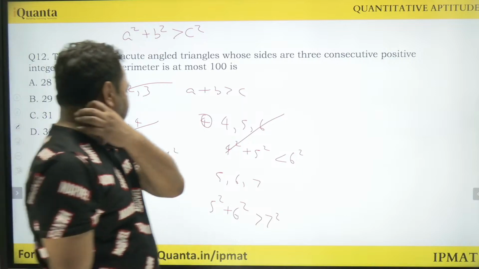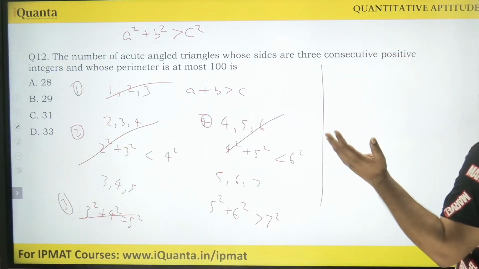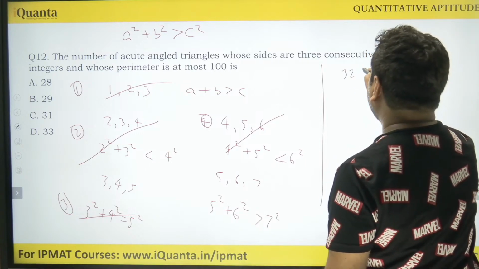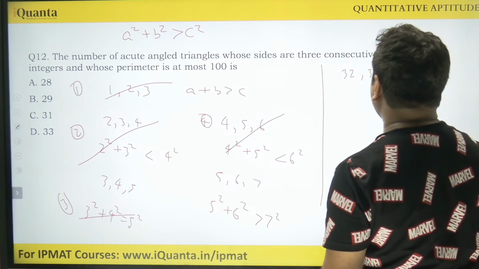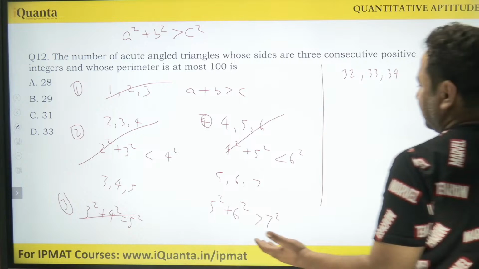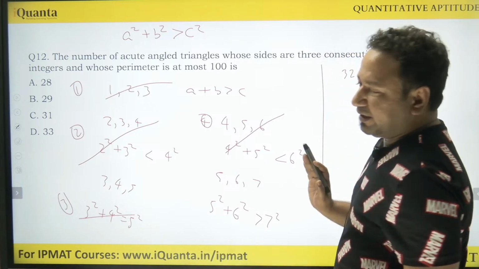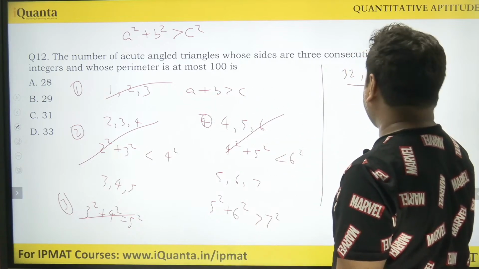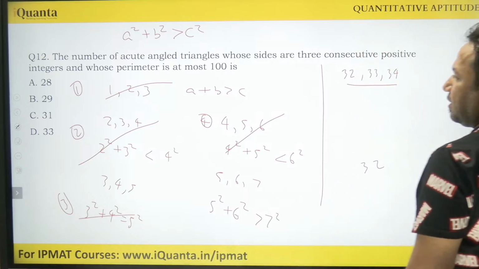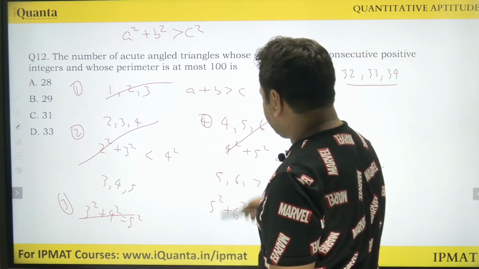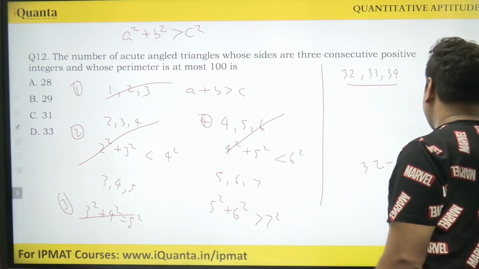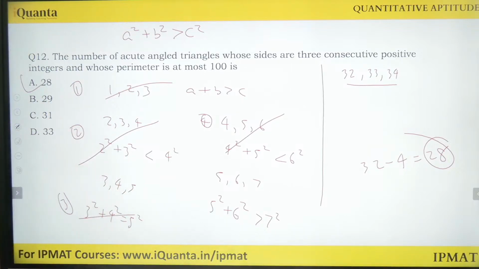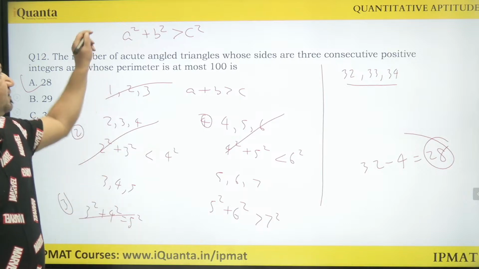Okay, so what can be the maximum? How far can we go if the perimeter is at most 100? 32, 33, and 34. Let's add them. What do we get? 99. We cannot go beyond that. So till 32, we are getting our correct answers. How many are there? 1, 2, 3 till 32, 33, 34, we have 32 different possibilities, out of which the first 4 are rejected. So we have 28 such possibilities. We'll go with option A, that is 28. Is that clear? A difficult question, I must say, but we made it easy because we know this property.